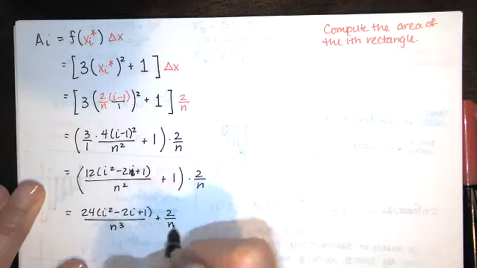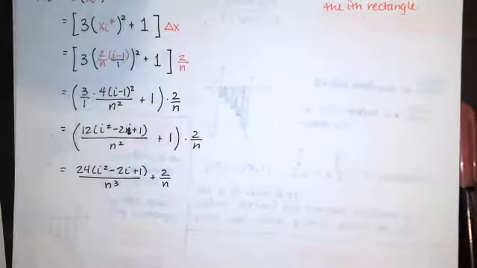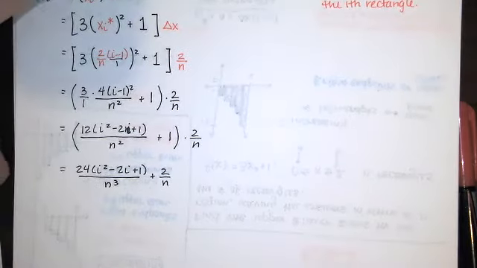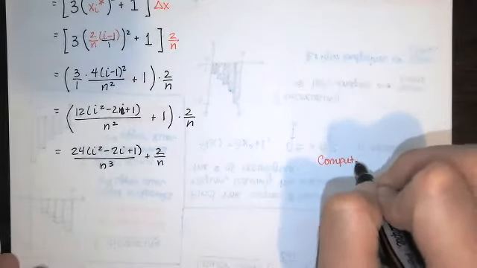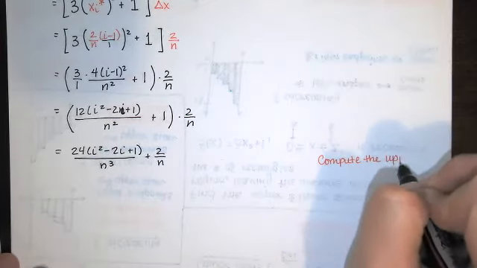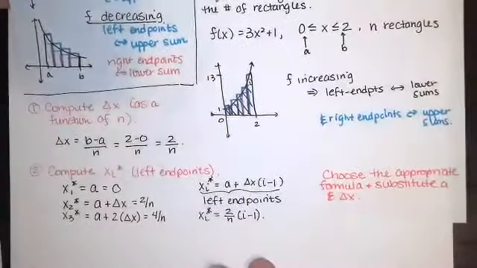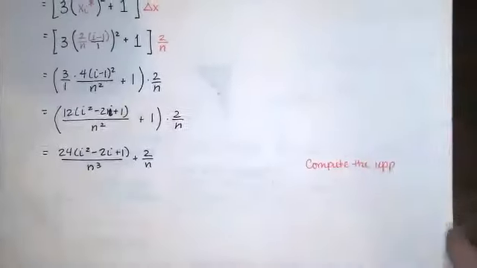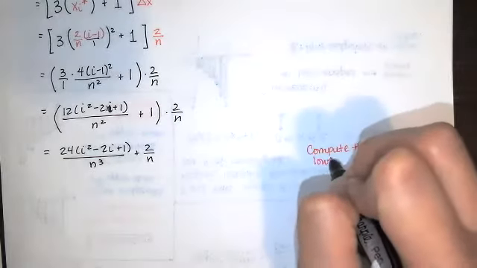Plus 2 over n. Now that's the area of the ith rectangle. And remember, we have n of them because we have n subintervals. So the upper sum... I say upper sum? I think this is the lower sum. Yeah, we're using left endpoints, so this is a lower sum in our case.